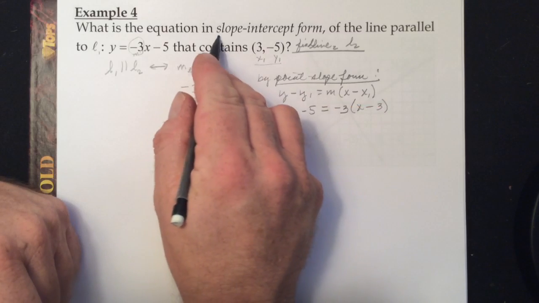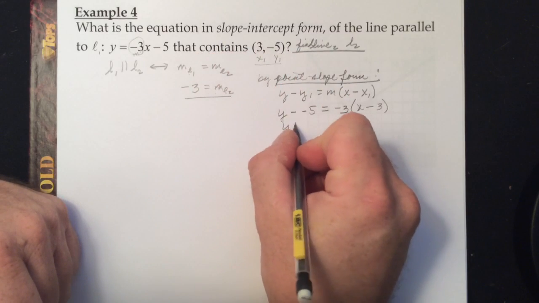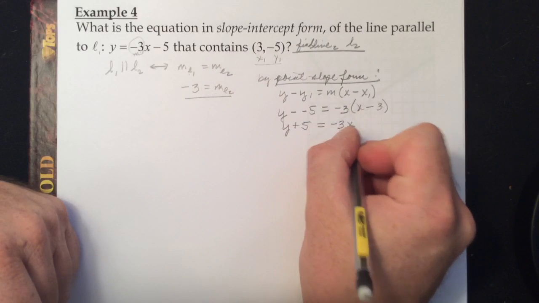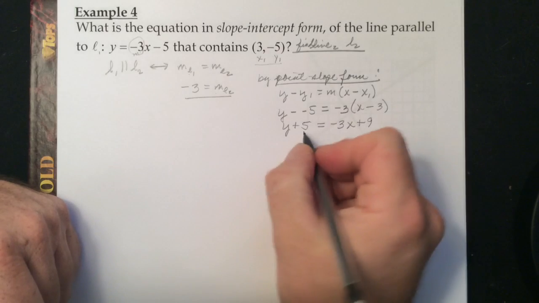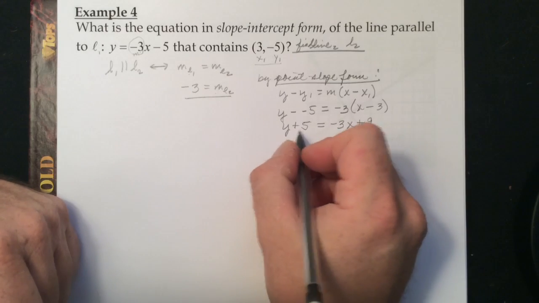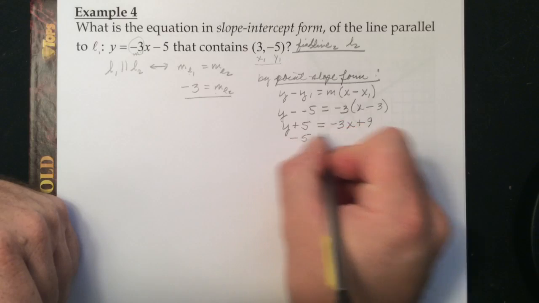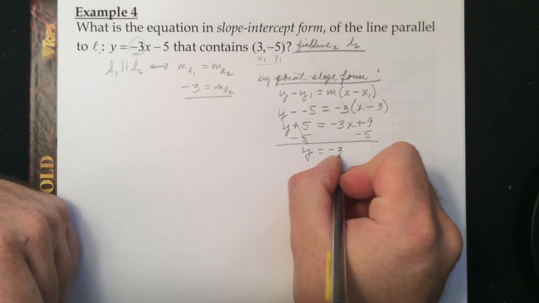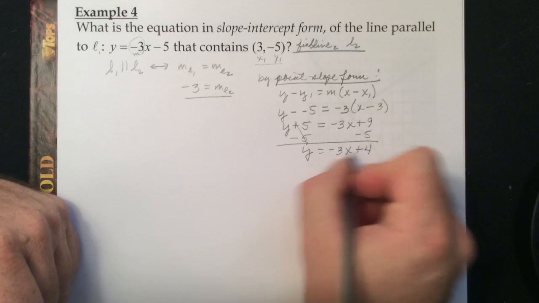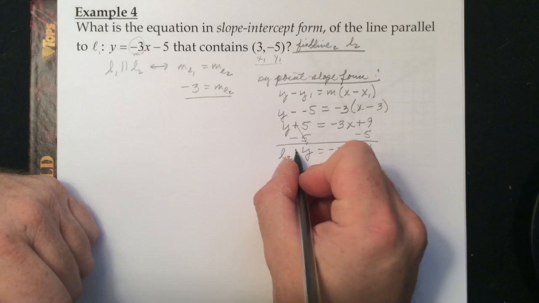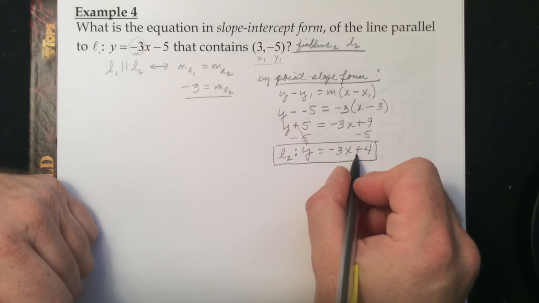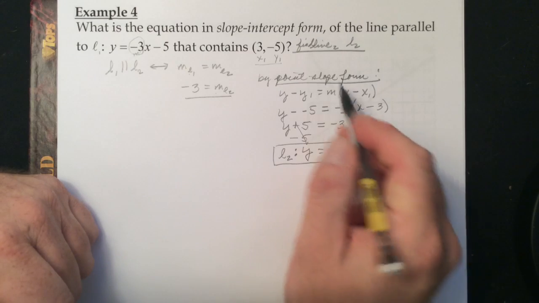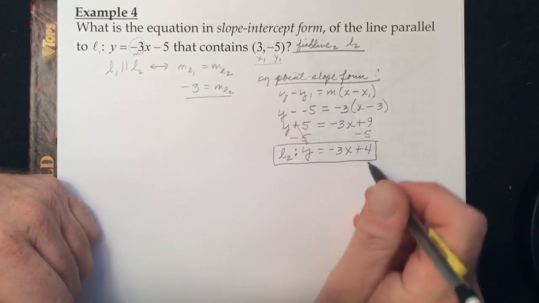Now, simplifying, we want to put it in slope-intercept form, so this would be y plus 5 equals, using the distributive property, negative 3x plus 9. Then we need to get y by itself, so we subtract 5 from both sides, and we get y equals negative 3x plus 4. This is our new line, line 2, and it's parallel to this line. See how the slopes are the same, but it goes through a different point? That's why these numbers are different.